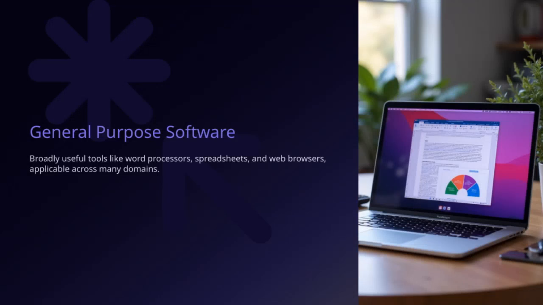Now, let's talk about broadly useful tools like word processors, spreadsheets, and web browsers. These are examples of software that can be applied across many different domains and tasks. They are considered general-purpose software because they serve a wide range of functions rather than being specialized for a specific job. For instance, a word processor isn't just for writing letters.